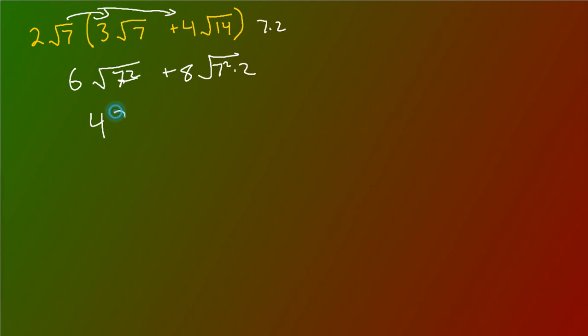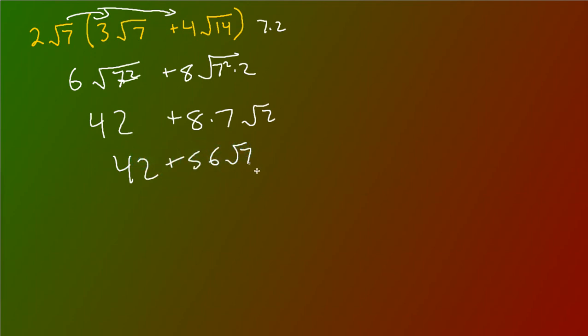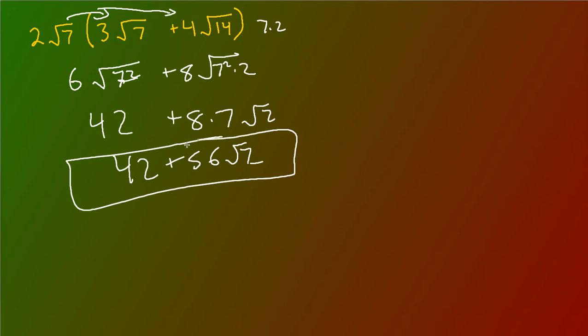I'll do them fast. Distribute. This 14 is 7 times 2. So I get 7 squared times 2. All right. So if I do that square root right there, I would get 42 right here plus 8 times 7 root 2. So 42 plus 56 root 2. And I can't combine those because of that radical.